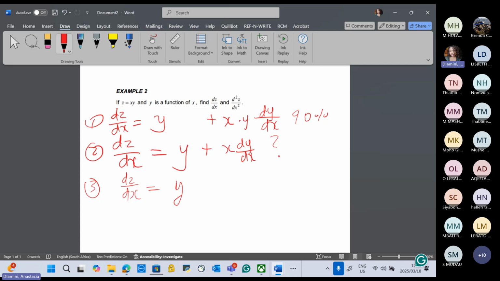So if I had z, guys, z is equal to y squared, and I said find dz over dx with this question. You are saying that dz over dx is equal to 2y dy over dx. That's what you're saying. Yes, ma'am.